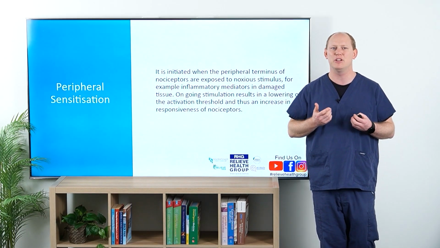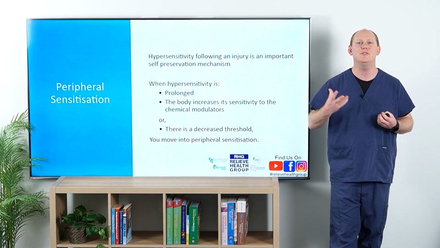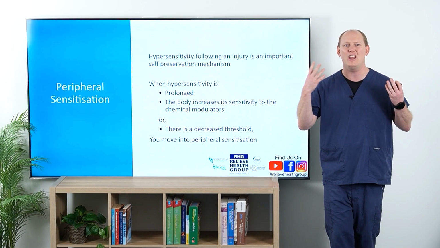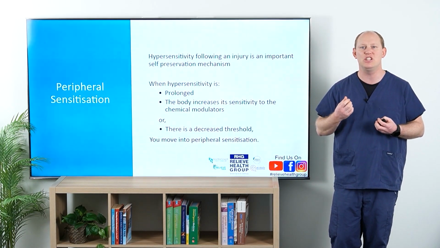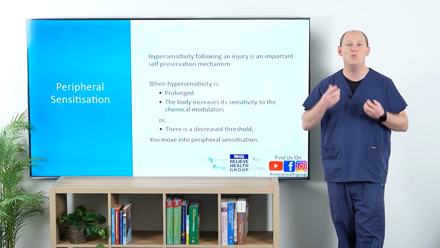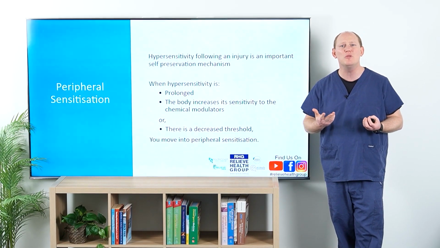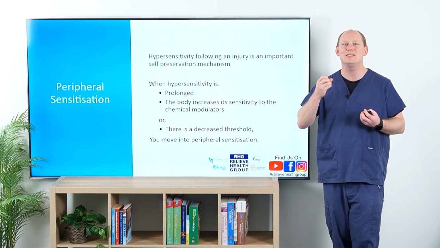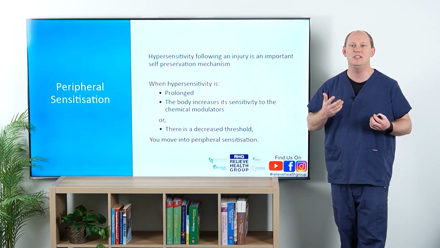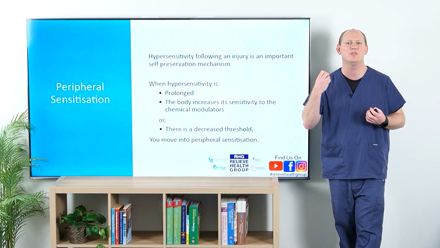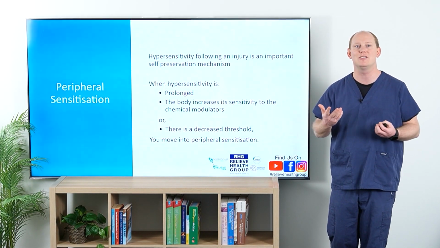Now, this is something that's pretty common for a lot of people, I imagine. They see it quite a lot. And that hypersensitivity following an injury is an important preservation mechanism. It allows the injured tissue to heal and to continuously warn and remind the brain to avoid further injury to this area. And that's a very normal process. But when hypersensitivity occurs and can be prolonged, the body increases its sensitivity to the chemical mediators, or there is a decreased threshold. Now that's when you might be moving into a peripheral sensitization.